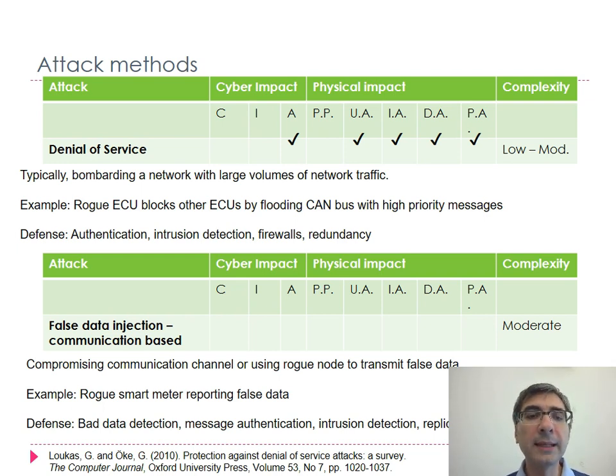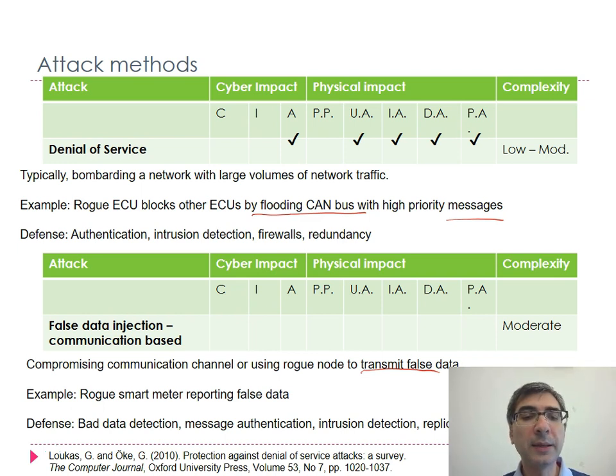Then we move on to false data injection, which can be of three types. Here we start with a communication-based false data injection. This is about compromising the communication channel or using any rogue node, for example, like in the rogue ECU example just above. And the point is to transmit false data. So it's not as much about flooding as we had just before, flooding the CAN bus with messages. Those were false messages again, but the point was to flood the CAN bus rather than the actual message itself. In this case, the actual message is what matters. So it's about transmitting false data.